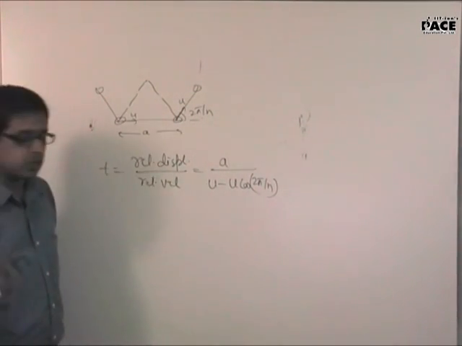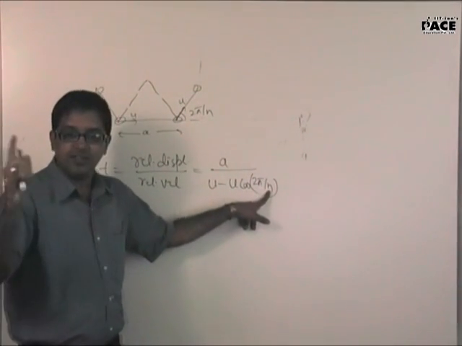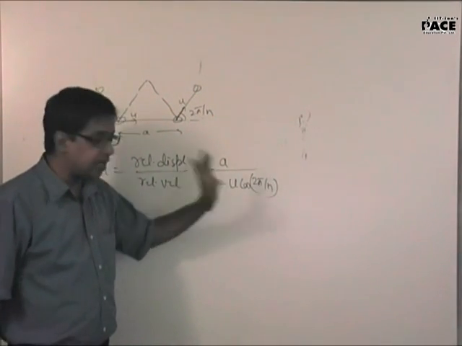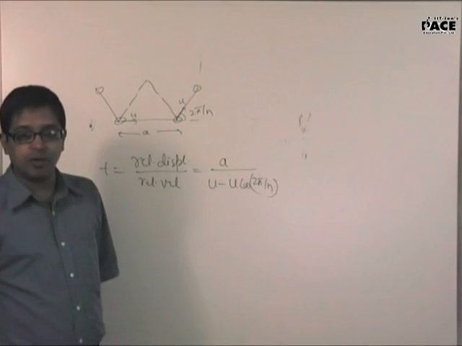If he is giving you a square, put n equal to 4. If he is giving you a triangle, put n equal to 3. Pentagon, n equal to 5. You will get the time after which they meet.